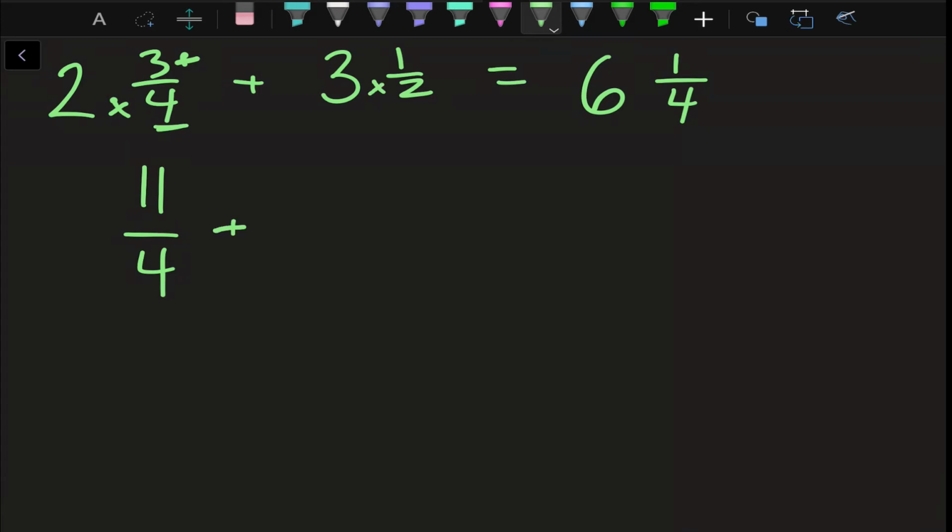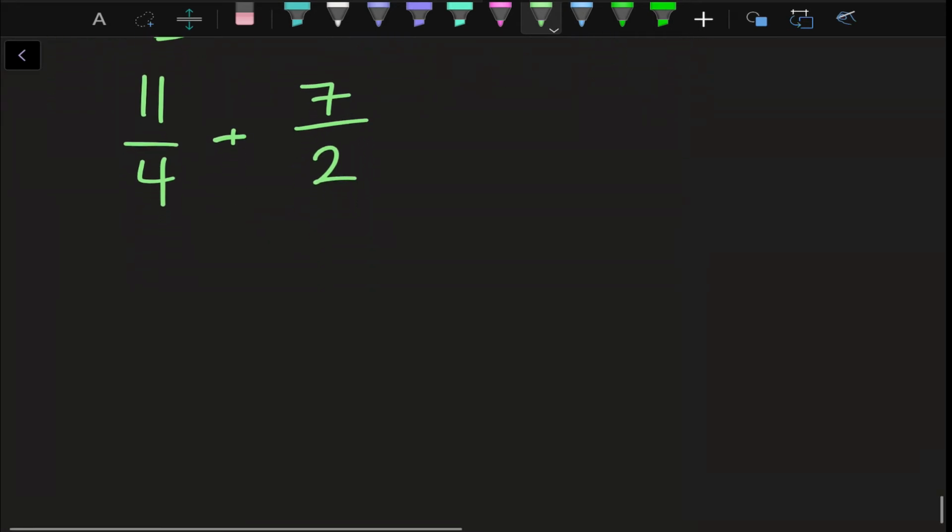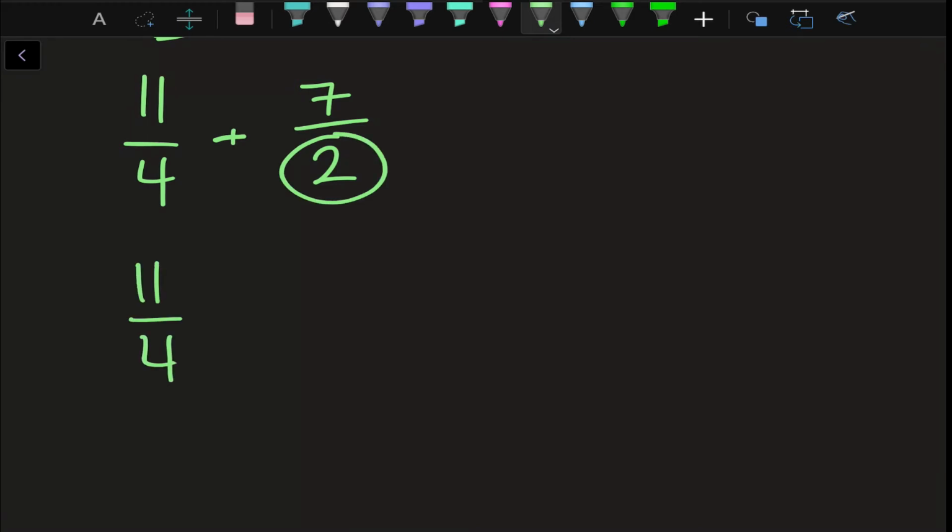Same here, 3 times 2 plus 1, 6 plus 1 is 7. 7 over the same denominator, 7/2. They're not the same denominator, but we can change them. You can change this one particularly, so I get 11/4. Again, we're just timesing by 2, so I get 14/4.